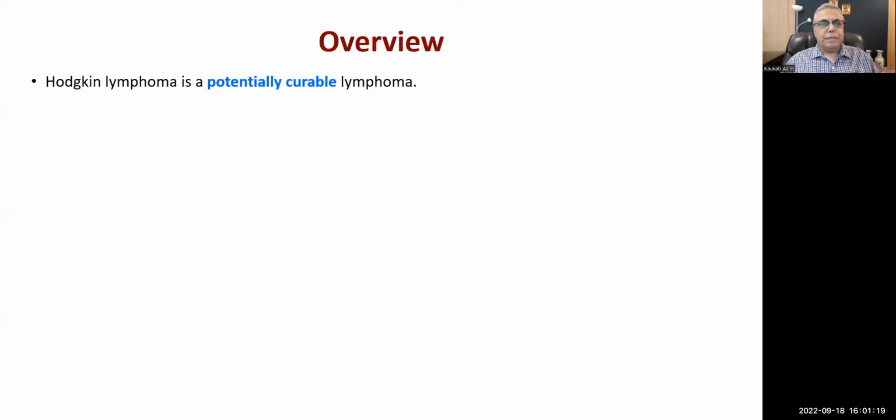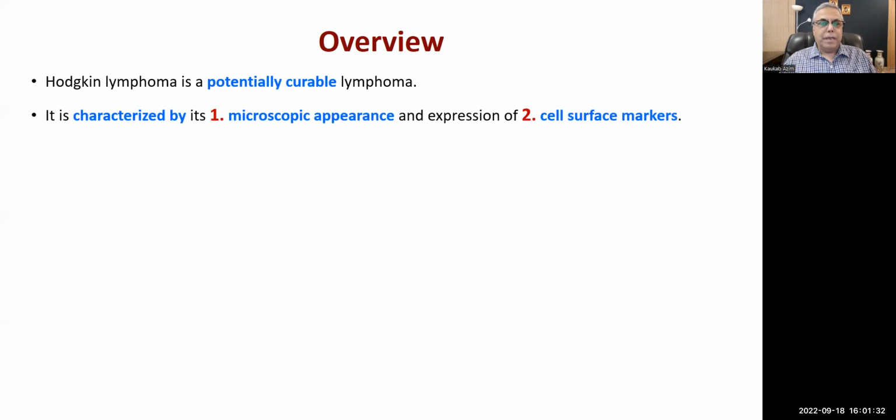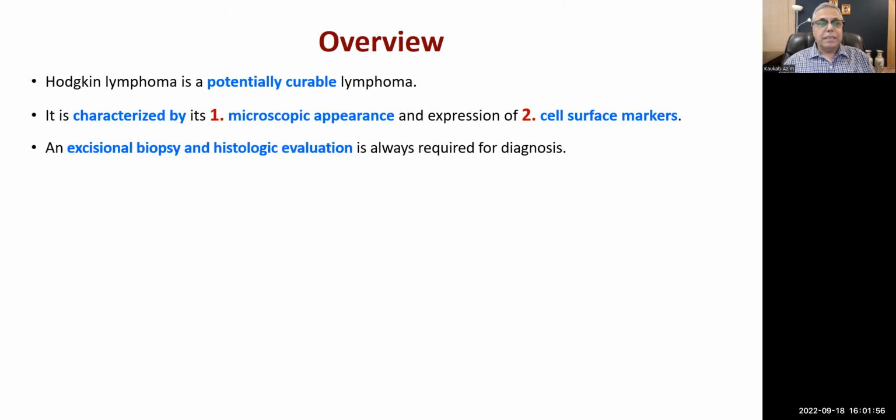Hodgkin lymphoma is a potentially curable lymphoma. That's the good news at the very outset. So we have got very good results with treatment. It is characterized, one, by microscopic appearance and expression and cell surface. So there are two things. Actually, there's a specific type of cell which is known as Hodgkin-Reed-Sternberg cell. And if you find that, that confirms the diagnosis. But there are also some specific cell surface markers, which include CD15 and CD30, as I'll show you.